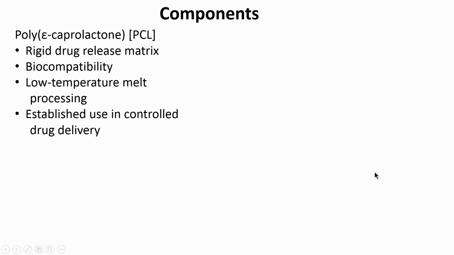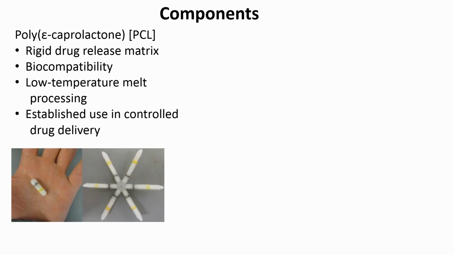And then let us look at the various components. There is a PCL component, which is polycaprolactone, and it is a rigid material for releasing the drug. It is fairly biocompatible, used quite often, prepared by low temperature melt processing, and that is what they have used. All of these components they have designed from PCL.